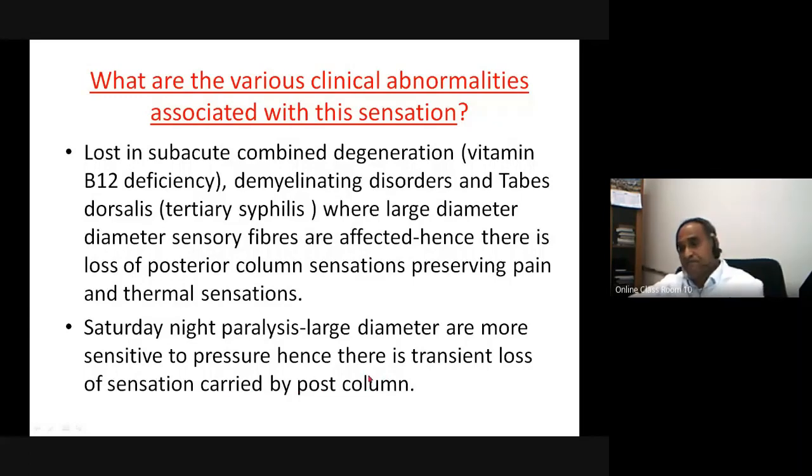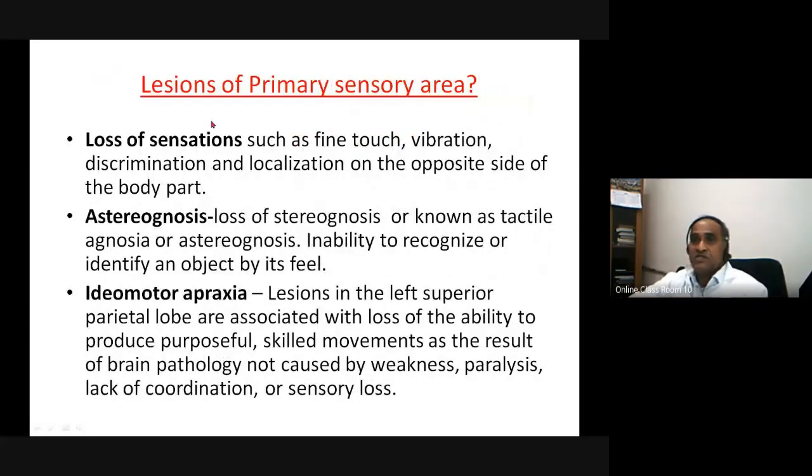That is the posterior column. Now, lesions of the primary sensory area cause the loss of sensations such as fine touch, vibration, discrimination, localization, and 2-point discrimination on the opposite side of the body. These are all lost: fine touch, vibration, discrimination, and localization on the opposite side of the body.